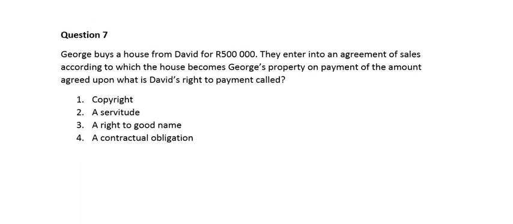Question 7. George buys a house from David for 500,000. They enter into an agreement of sale according to which the house becomes George's property on payment of the amount agreed upon. What is David's right to payment called? Number 1, copyright. Number 2, a servitude. Number 3, a right to good name. Number 4, a contractual obligation. So guys, the correct answer is number 2, which is a servitude.